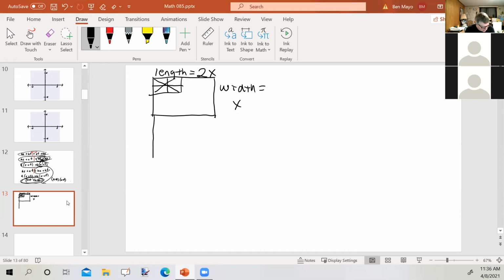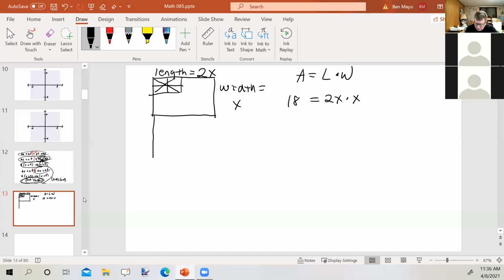All right. It says, find the dimensions of an Australian flag if its area is 18 square feet. So the area of a rectangle is the length times the width. We're told that the area is 18 square feet, so that's equal to the length times the width.